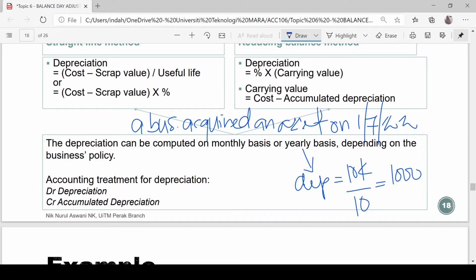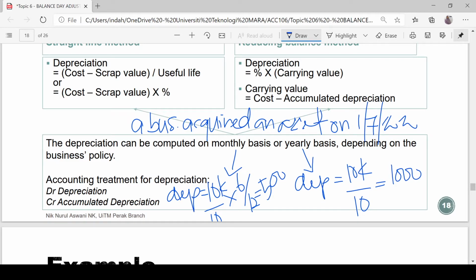If we are using yearly basis, regardless of when you purchased the asset, whether on 1st July or on 1st April, we are going to provide depreciation for one whole year. But if the business adopts monthly basis, using the same example, 10,000 divided by 10 years, multiplied by 6/12. So the amount of depreciation is 500. You have to calculate how long we have used the asset in the business for that year.